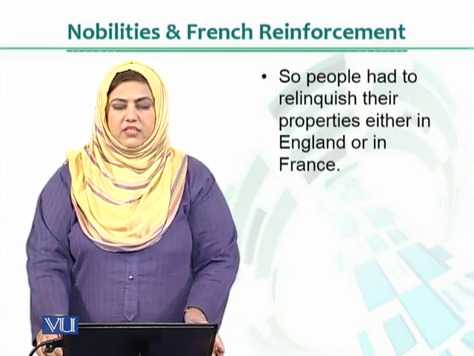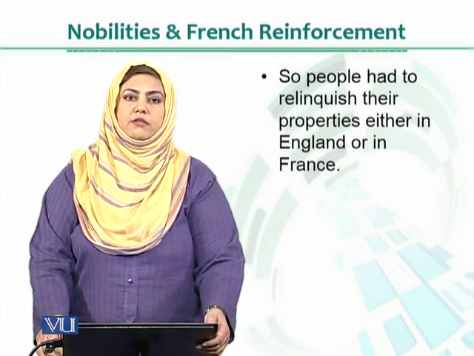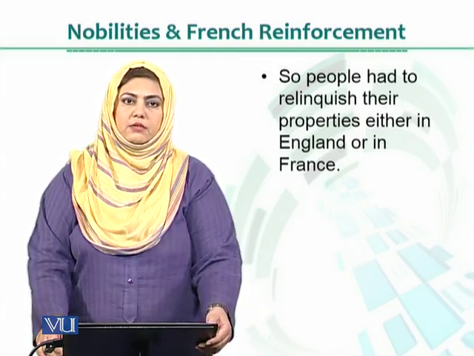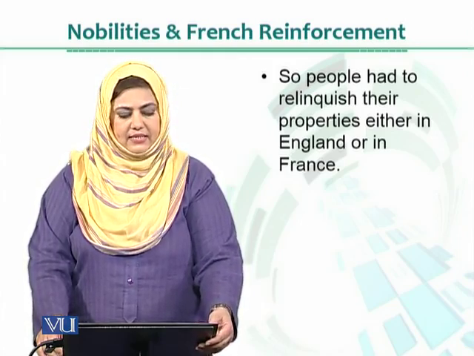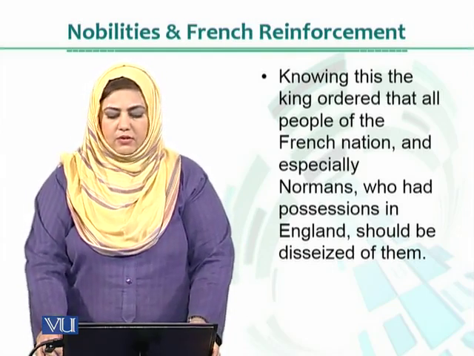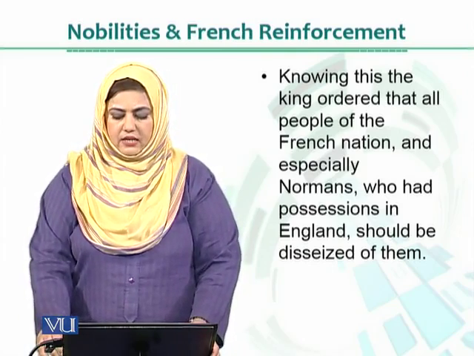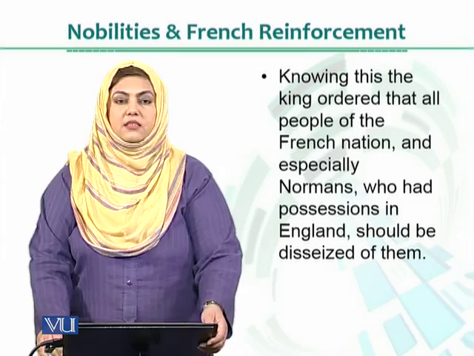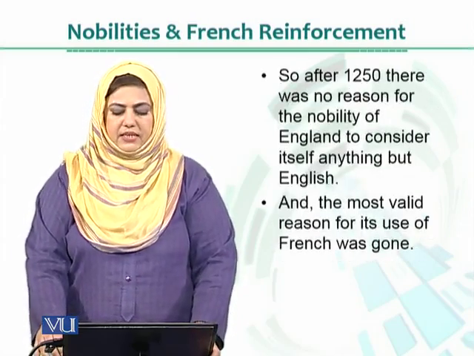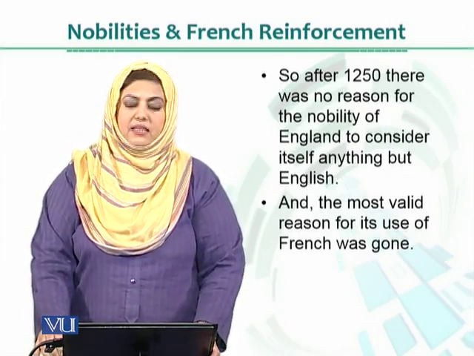So, the result was that people had to relinquish their properties either in England or in France. They had to give up either the French possessions or the ones that they had in England. Now, knowing this, the king ordered that all the people of French nation, and especially the Normans who had possessions in England, should be disseised of them. So it was after 1250 that there was no reason for the nobility of England to consider itself anything but English.